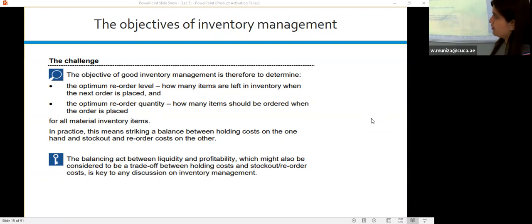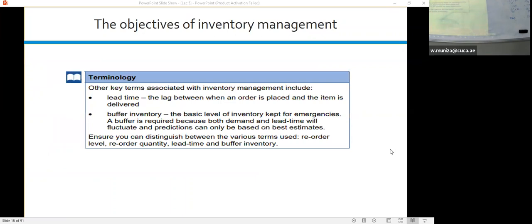For all material inventory items, in practice, this means striking a balance between holding costs on the one hand and stock out and reorder costs on the other. So we need to have a balance between ordering costs and holding costs. So the key point, the balancing act between liquidity and profitability, which might also be considered to be the trade-off between holding costs and stock outs, reorder costs, is the key to any discussion on inventory management. So if you are asked to comment on any situation, you must look for this point, that you have to get a balance between these two things.